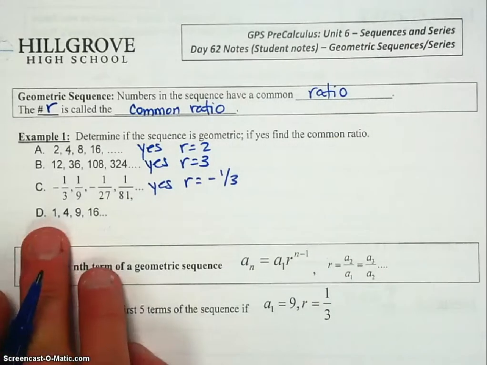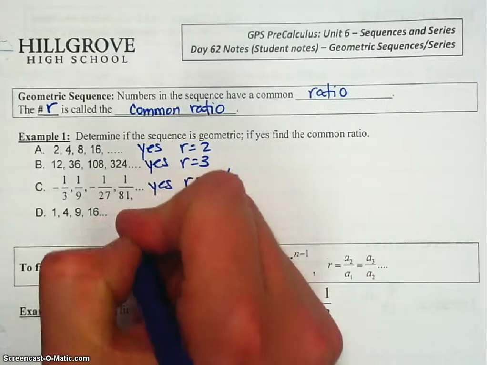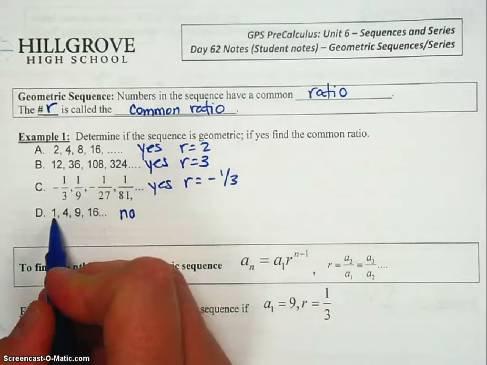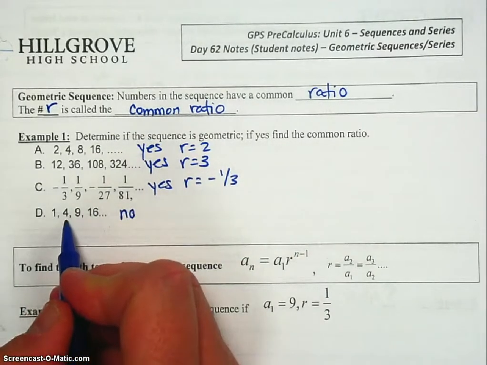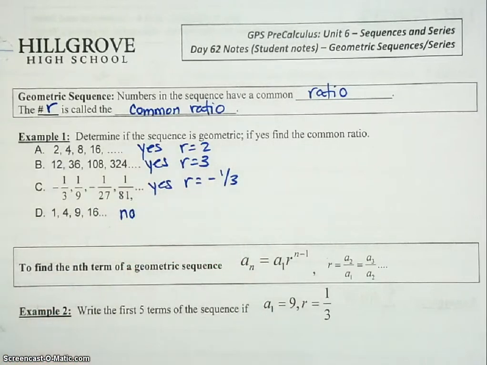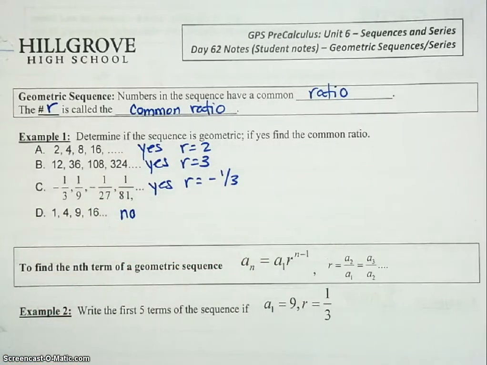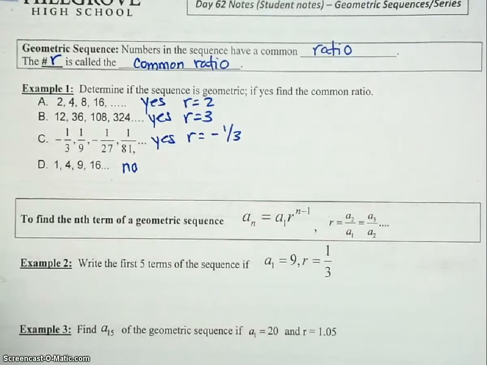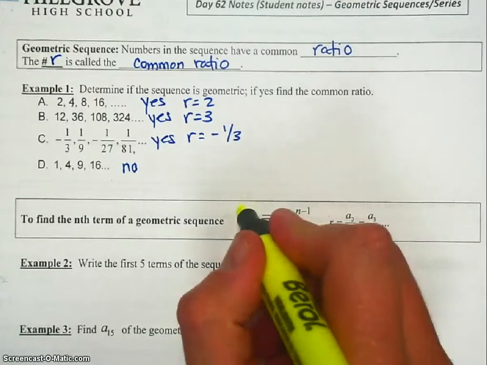And then we look at the last one here: 1, 4, 9, 16. That one is a no. That's actually our perfect squares formula. But 1 times what is 4? Well, 1 times 4 is 4, and 4 times 4 is not 9, so that one doesn't work. So that's how you tell geometric or not. Multiply by a common number, geometric. As we did today in class, adding a common number, it's arithmetic. Okay, here is the general formula to find a geometric sequence.